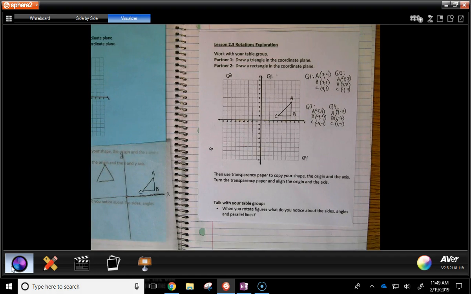If I look at the two, 7, 4 to 4, negative 7, when I turn one turn, my coordinates are going to switch.